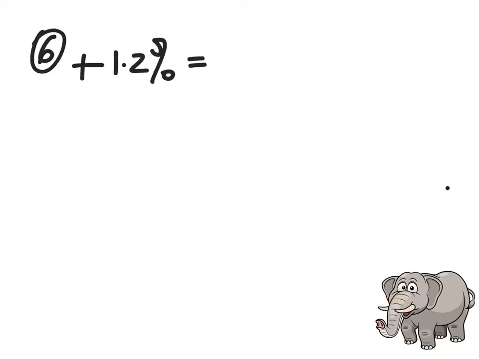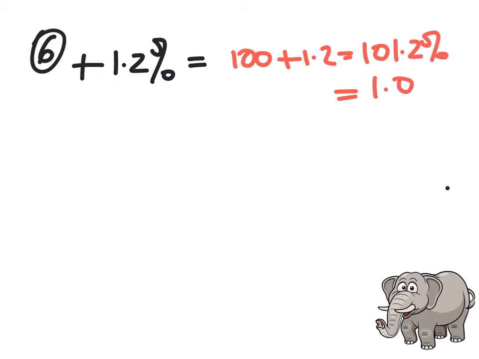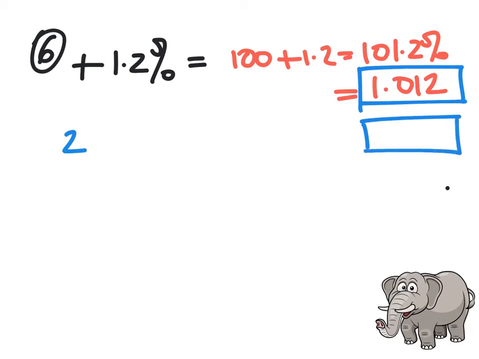For question 6, now this is just a big calculator question really. If your house increases by 1.2%, that's 100 plus 1.2, 101.2%, which as a decimal is 1.012. Okay, now that's the important number here, 1.012. Now you need to do the same thing for year 2, get another number, year 3, get another number, and so on until you've got all 10 years.